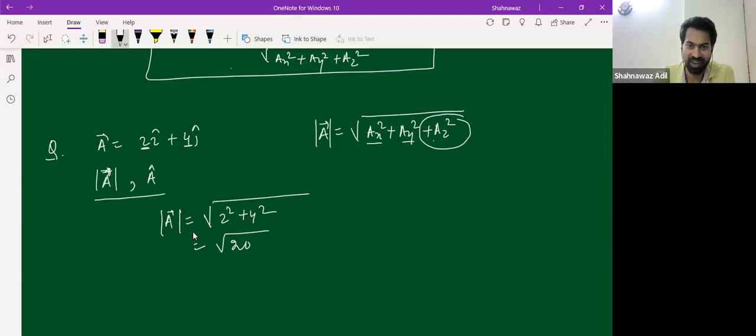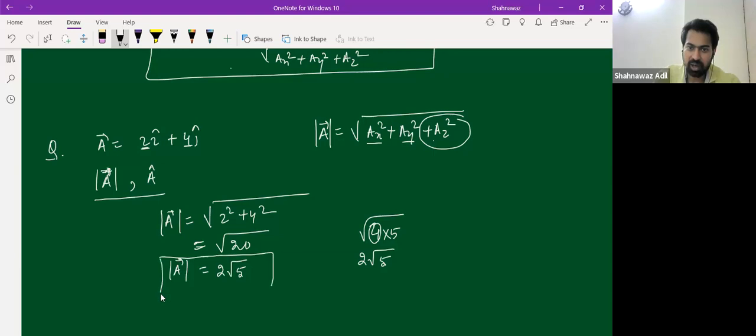Why did you reply with this 2 part? You got confused, right? You didn't see this part. So yeah, we can simplify this root 20 because this is 4 into 5, right? So this is 2 root 5. This is the magnitude.